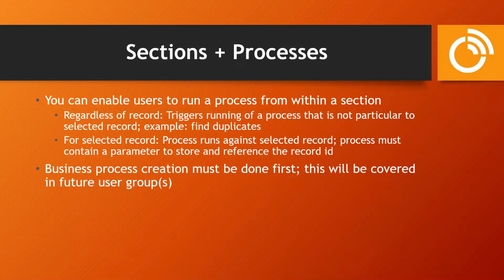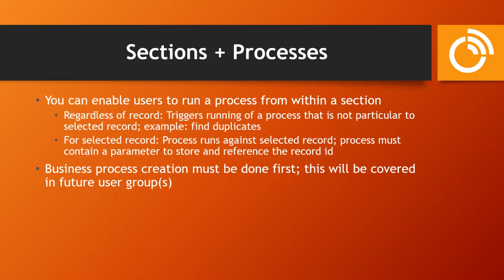The last thing you can do with Section Wizard is enable users to run a process from within a section. So sometimes you have processes that you've built in the process library that you want users to be able to click a button to start, either just generally start, it's not necessarily tied to a particular record, but just run a process against this section, such as, say, finding duplicates, or for a specific record, run this process against that record.